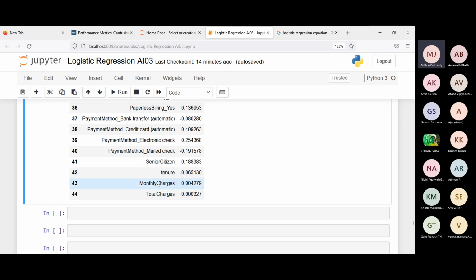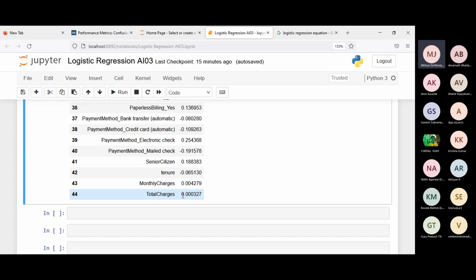So for example, monthly charges, correct? If the monthly charges increase, which means I'm using whatever network provider, I'm using the service, and if the bill increases, my propensity to churn will also go up because there's a positive number here. Correct? If the total charges increase, it means the propensity to churn will also go up. Are you able to understand? Either it's having a positive impact or a negative impact.